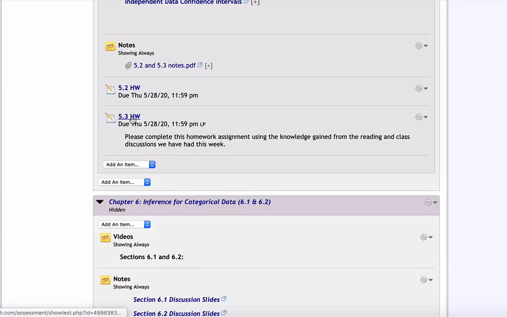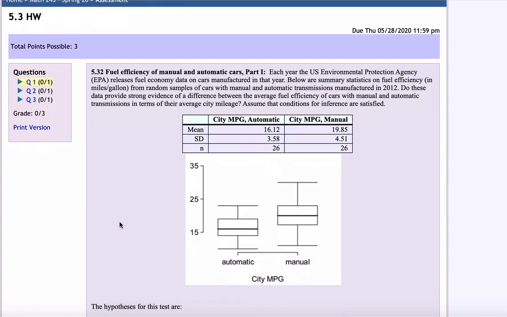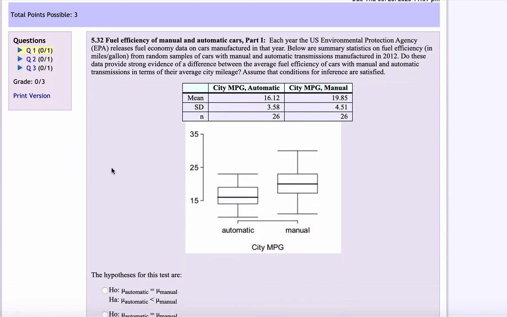And here's the 5.3 homework assignment, a very short homework assignment. This one we are dealing only with independent data, and there's only 3 problems. Let's see, I don't even remember. Maybe 2 hypothesis testing, 1 confidence interval. So in this first one, we're talking about manual and automatic cars.